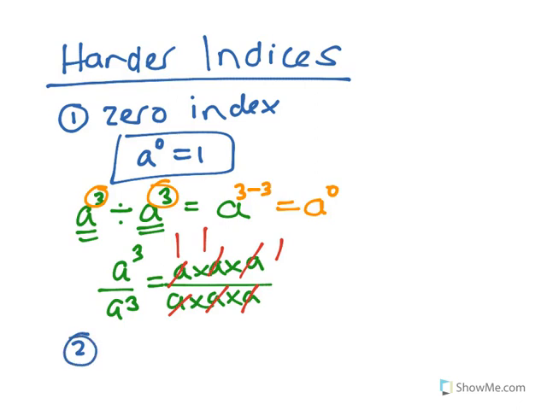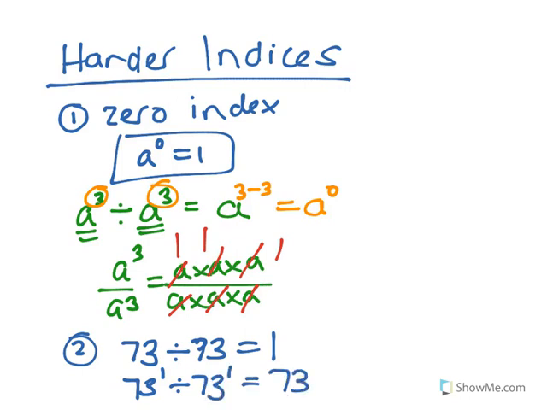All right. So if we look at a couple of other examples, like say 73 divided by 73, that will go into itself once. But if you do the subtract the indices rule, the index of 73 is 1. So 1 minus 1 is 0. So that means 73 to the 0 must be 1. You can basically do it with any number whatsoever.